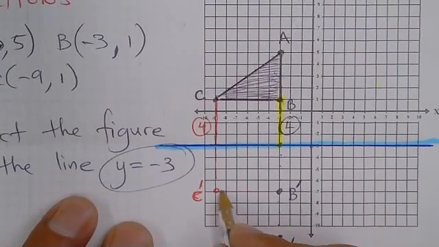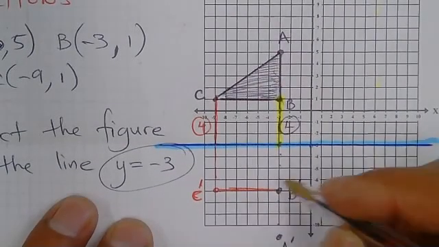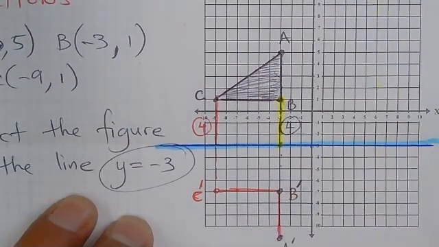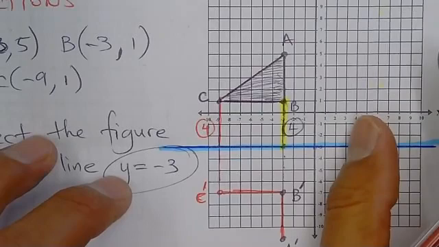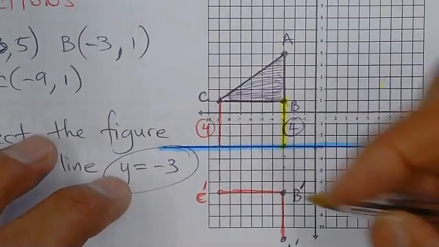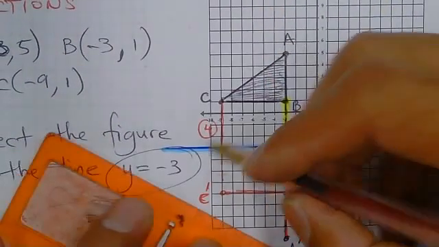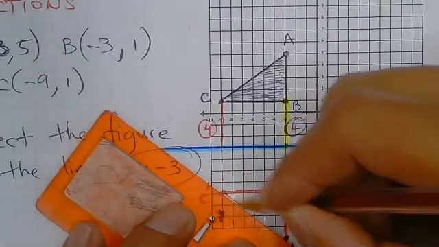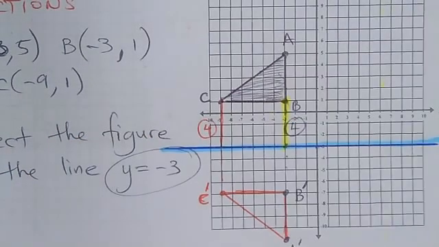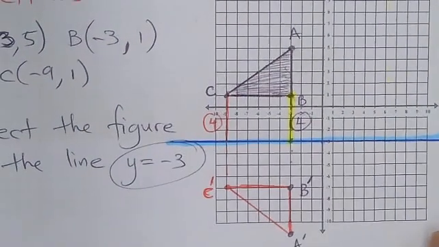Everybody got it? Okay, so if you got it right, use your ruler to check. Oh, then it was right? Then you're right. Sorry.